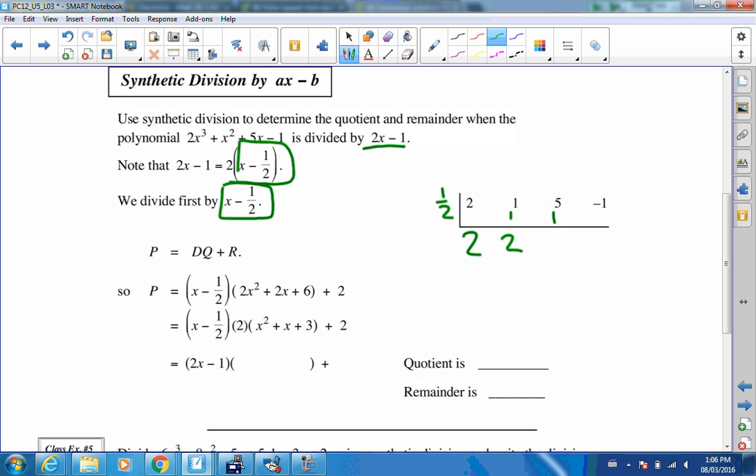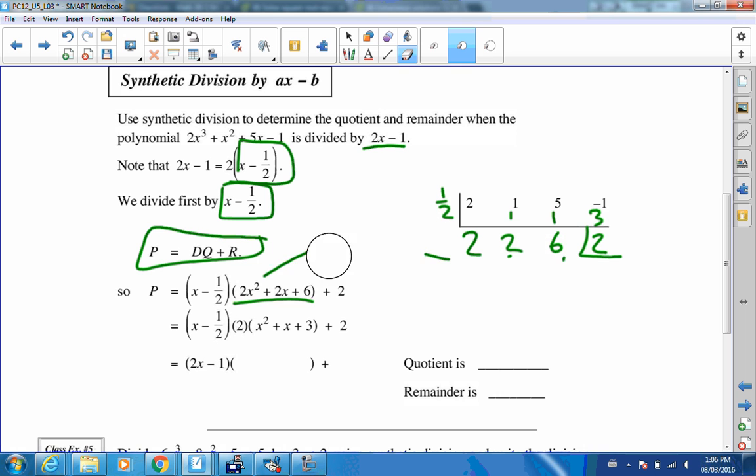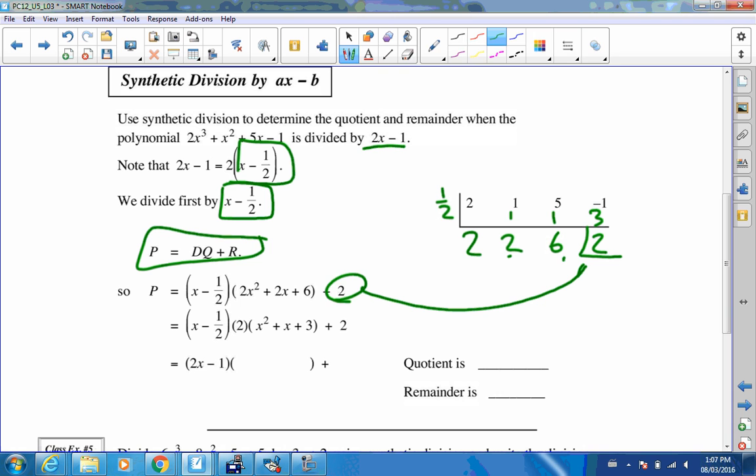1/2 times 2 is 1. This is going to give me 6. 1/2 times 6 is 3. 3 minus 1 is 2. So now, using my division algorithm, I could write this like this. There's my answer: 2x squared, 2x to the first, and 6. Okay? That's where that came from. And my remainder of 2 is still there.